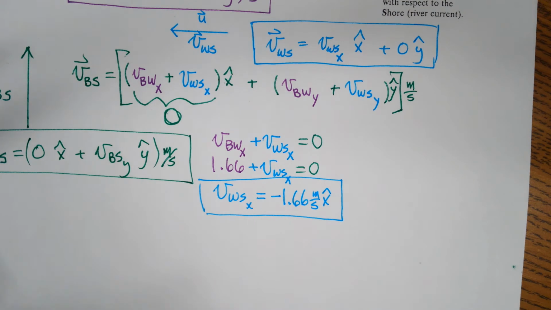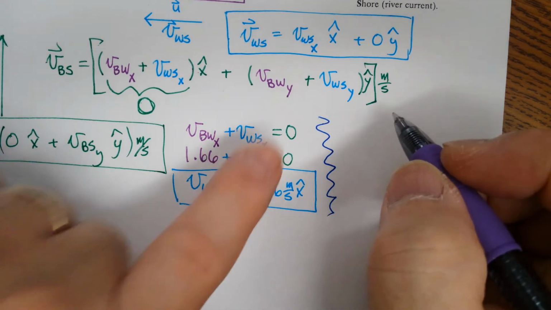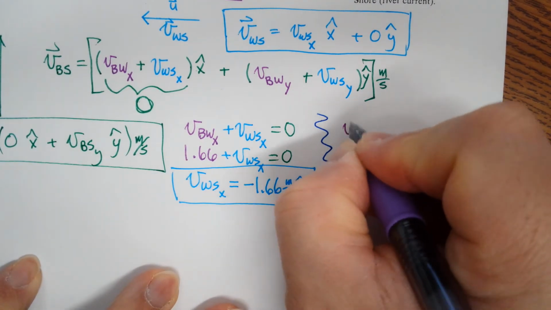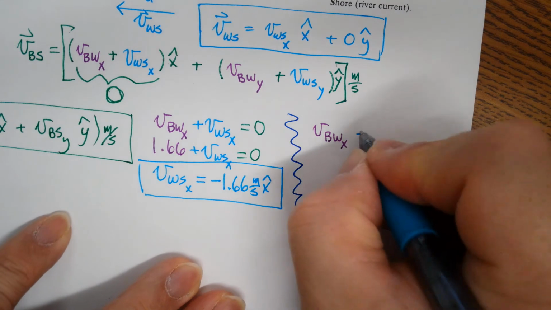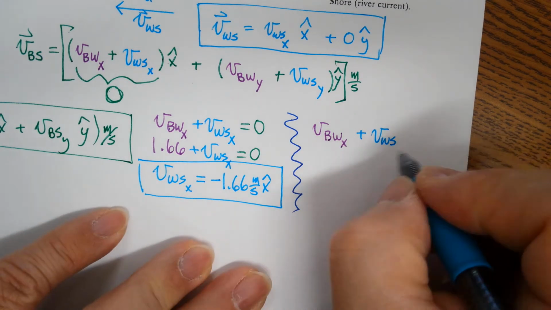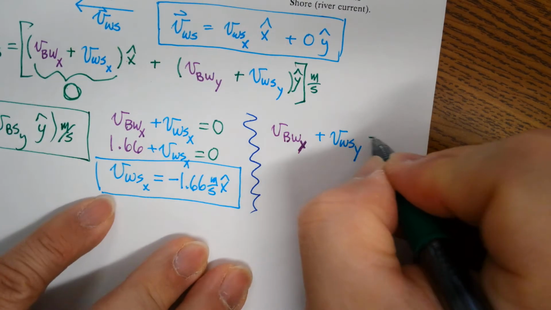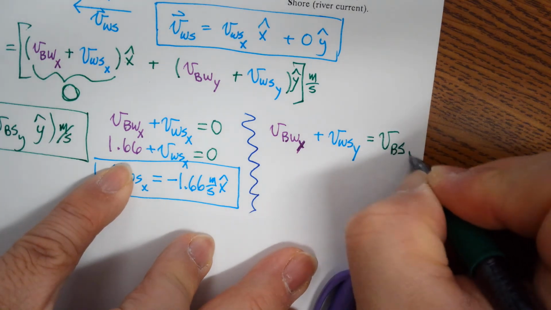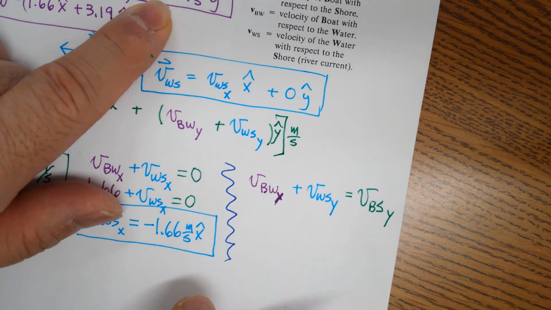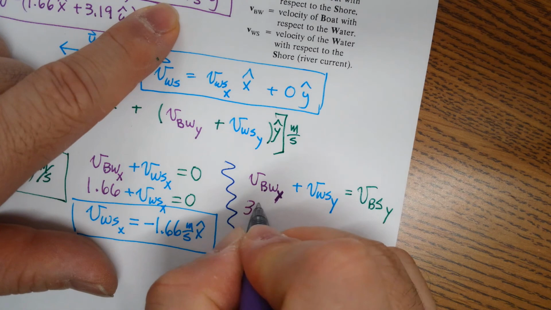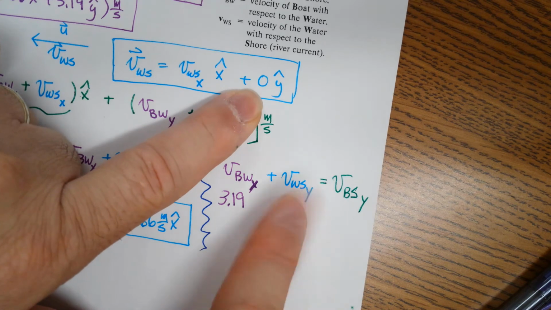We also know that VBWX plus VWSX, I'm sorry, this should be Y, I already finished X, is equal to VBSY. We know that VBWY is 3.19. We already know that VWSY is 0.